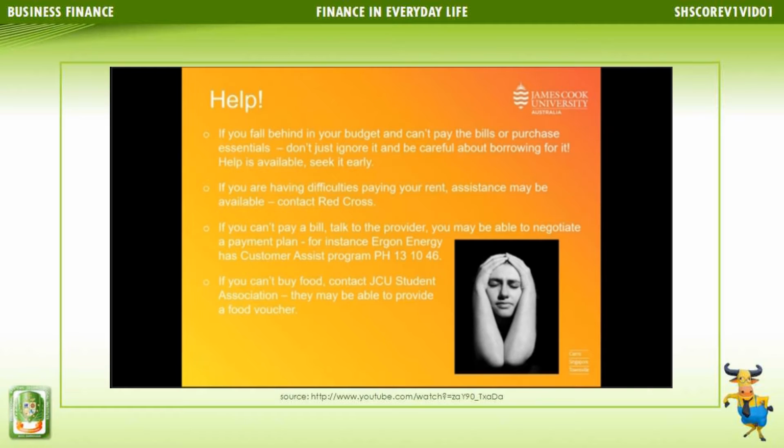If you can't buy food, contact the JCU Student Association. They may be able to provide a food voucher. And if you need general support with food or household goods, then contact St Vincent de Paul.